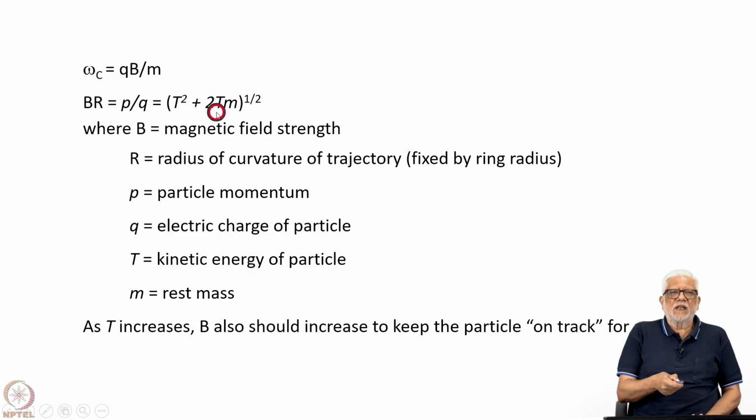For instance, in the low energy domain, m is much larger than the kinetic energy, so you can forget about the T squared term, and P is proportional to the square root of 2Tm. Whereas if you go to the highly relativistic domain, then P goes like T or E, where E is the energy of the particle.